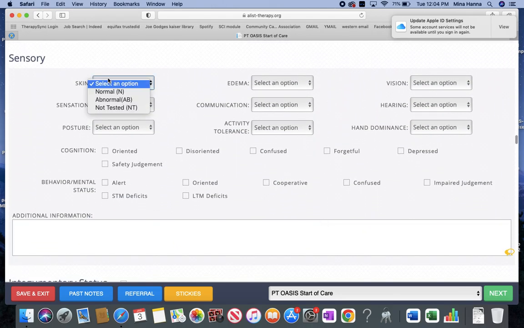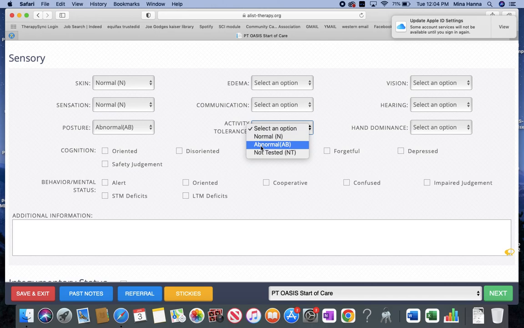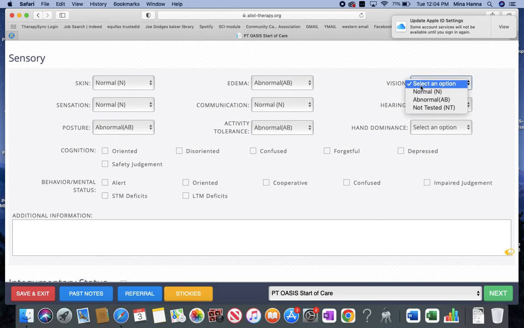And then you go to sensory. Usually in this situation, you can say everybody's normal. From a physical therapy standpoint, I always say the posture and the activity tolerance is abnormal, because most of my patients are not in great posture, and they're not normal as far as their activity level. They're fatigued, or they're limited in their distance that they walk. In this example, I put edema as abnormal because the patient just had a total knee. So we're going to use that example for us.